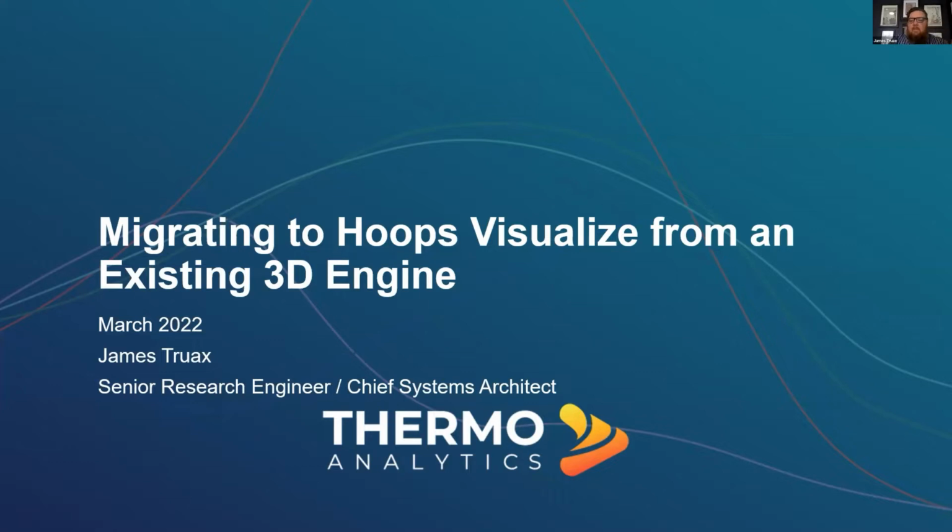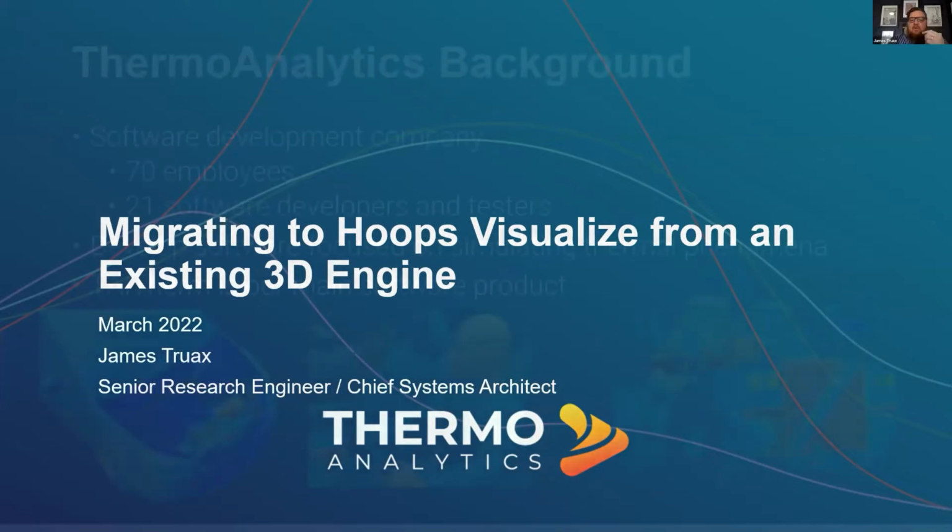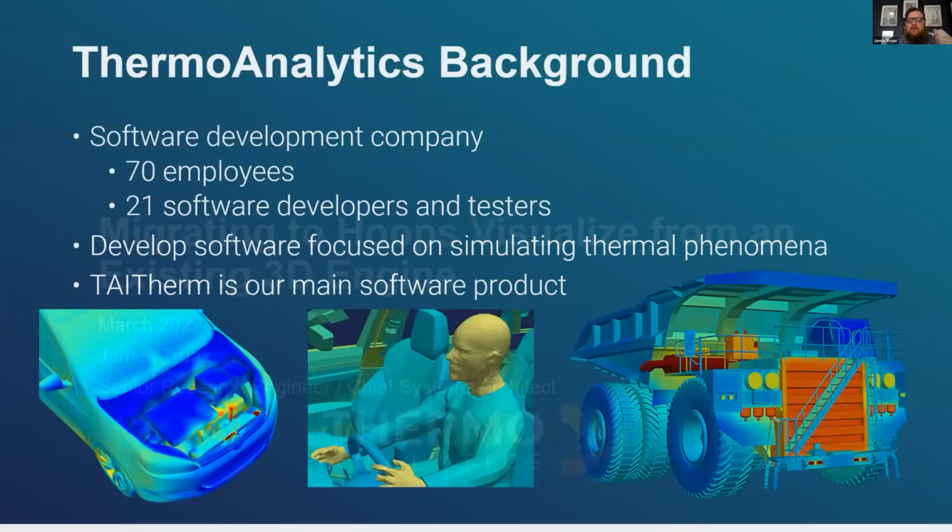So what I want to talk about today is migrating from a previous engine into Hoops Visualize. And just really briefly, some background on ThermoAnalytics, the company I work for. We have about 70 employees, 20 of them are developers, so it's a small company, obviously. We mainly focus on developing software that simulates thermal phenomena, so how hot something is going to get, how to cool things, things like that. Therm is the name of our main software product, so you might see that name throughout this presentation.